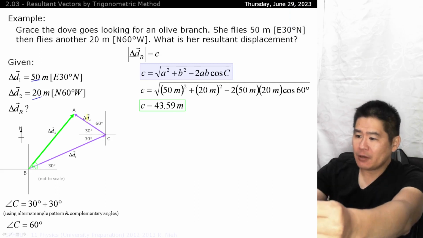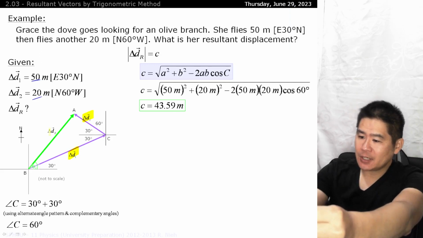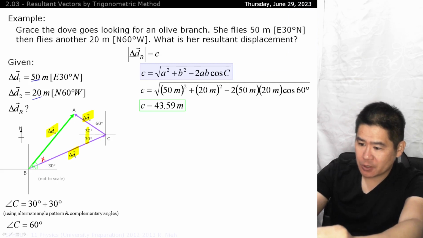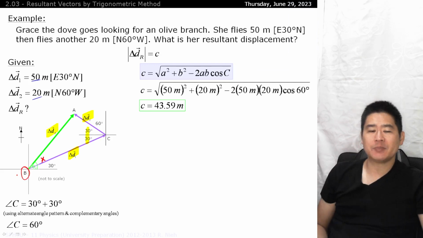Because what we have now is that we know this side length, we know this side length, we know this side length, and we know this corresponding angle. What we're really interested in is x marks the spot. In other words, angle B. How can we solve for that?